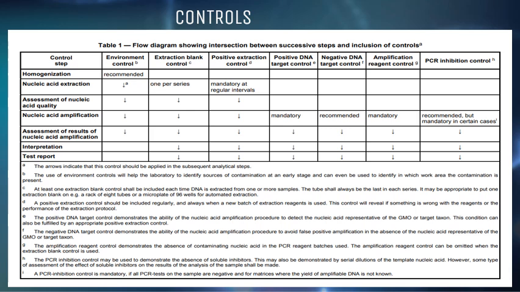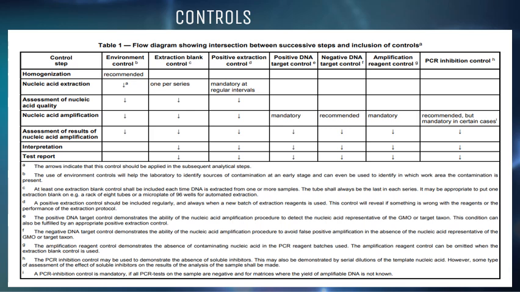A positive extraction control should be included regularly, and always when a new batch of extraction reagents is used. This control will reveal if something is wrong with the reagents or the performance of the extraction protocol. The positive DNA target control demonstrates the ability of the nucleic acid amplification procedure to detect the nucleic acid representative of the GMO or target taxon. This condition can also be fulfilled by an appropriate positive extraction control.